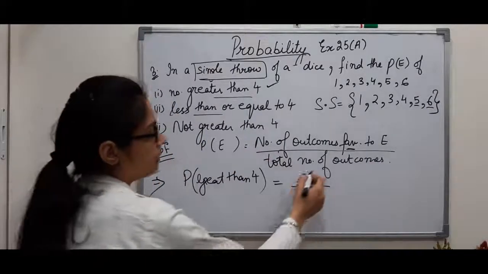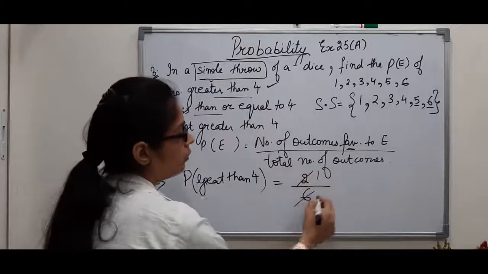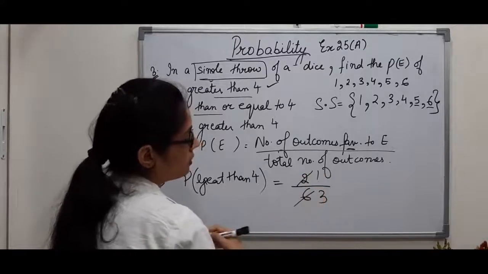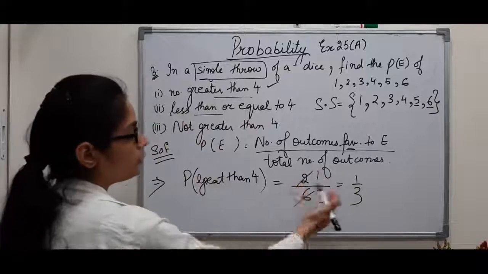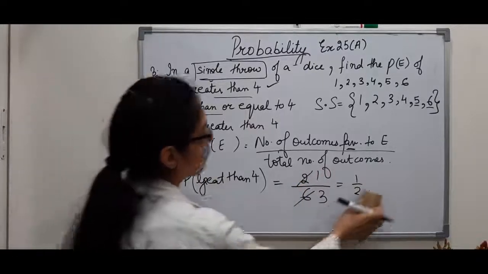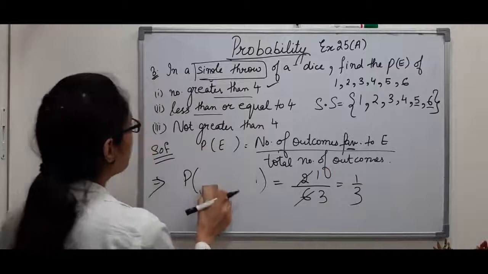See, so I can simplify it. 2 into 1 is 2. 2 into 3 is 6. So it is 1 by 3. Now this was our first. Now we will do the next one.